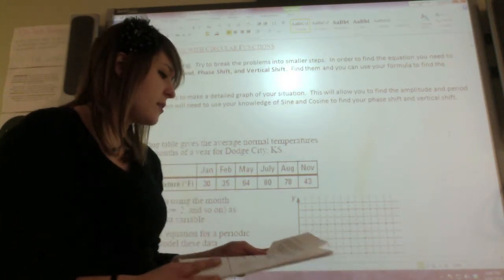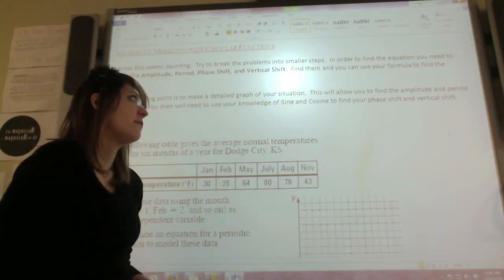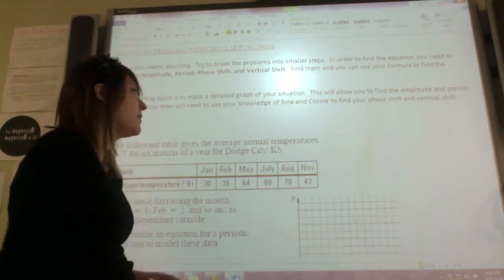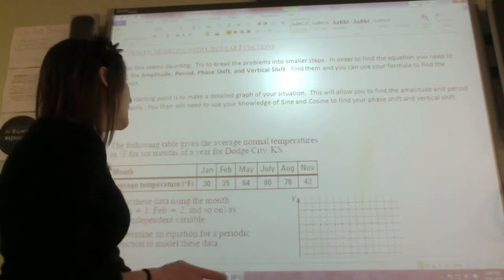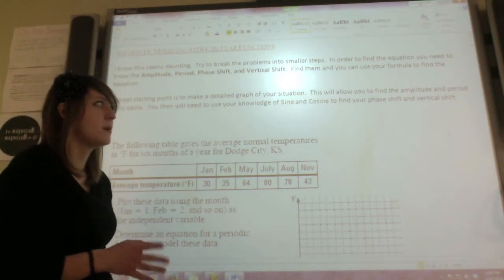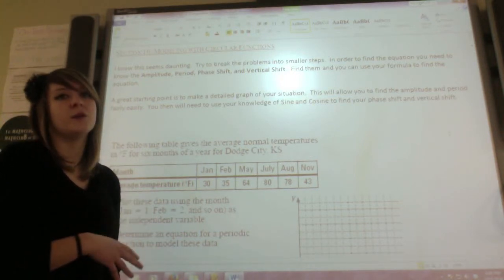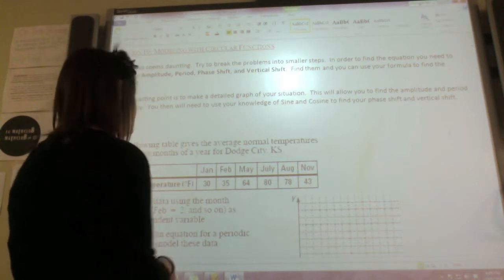A great starting point for the modeling problems is to make a detailed graph of your situation. And this will allow you to find the amplitude, period, phase shift, and vertical shift pretty easily. And then you can decide which one you want to use as your parent function, sine or cosine, to make sure that you have the correct numbers.